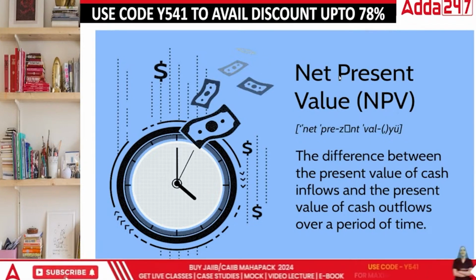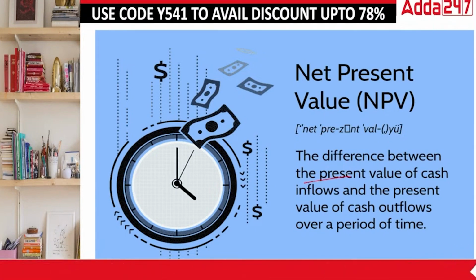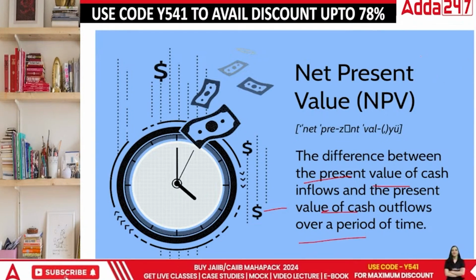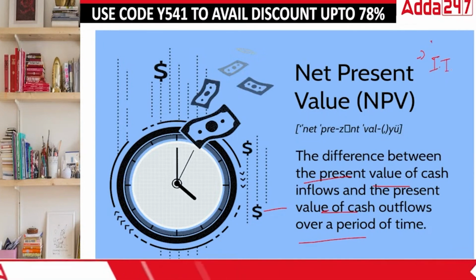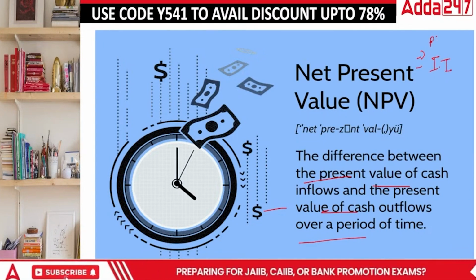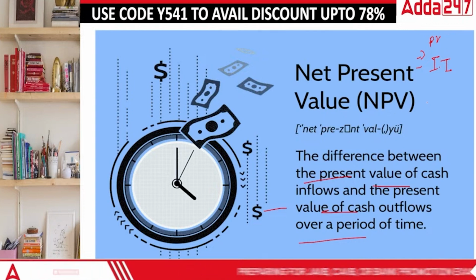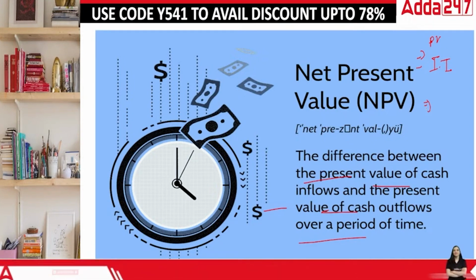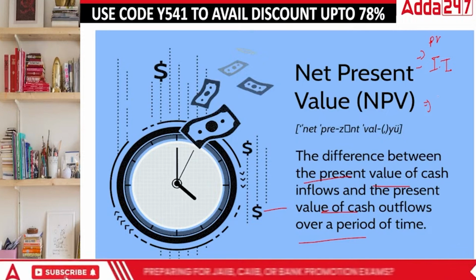When we talk about NPV, how do we define NPV? The difference between the present value of the cash inflows and the present value of the cash outflows. This is a situation where you have your initial investment. From the initial investment, you find the PV of your inflows. Say, if I receive 15,000 in the upcoming future, the present value today is say 10,000.